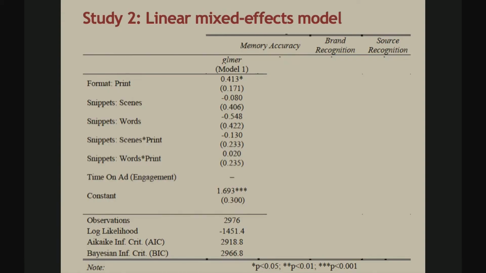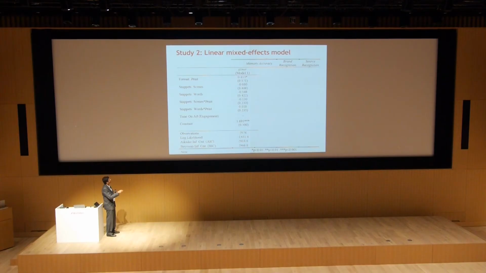Now, remember that there were a lot of differences. I mean, there was a difference in the exposure time. So can all this memory difference be attributed to exposure time? So we wanted to test that in a regression model. So first, there's a strong effect of format, which is print is better than digital. But the actual snippets did not make a difference, whether it was a scene, word, or face in this case. But when we introduced the time on ad, which we loosely define as engagement, like how much did you engage with the ad, it is a significant predictor of memory, but it still leaves some variance and there is still a strong format effect.